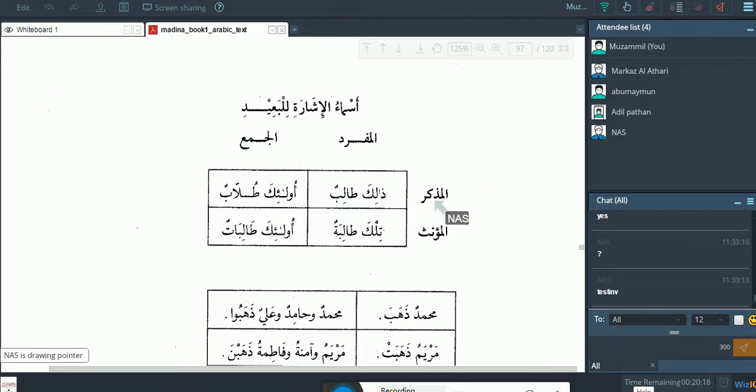So we're using the word talib as the example, and the mu'annath of talib is talibatun, and then go to jam' mudhakkar ulaika. Example, ulaika tullabun. And jam' mu'annath, feminine plural, also ulaika. أولئك طالبات.